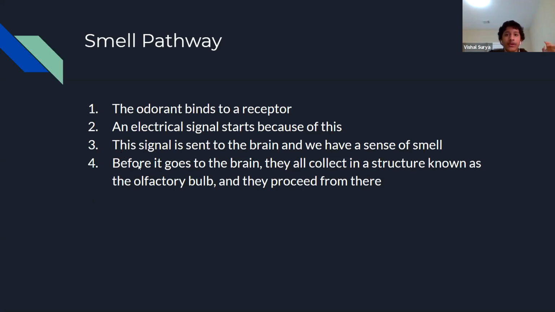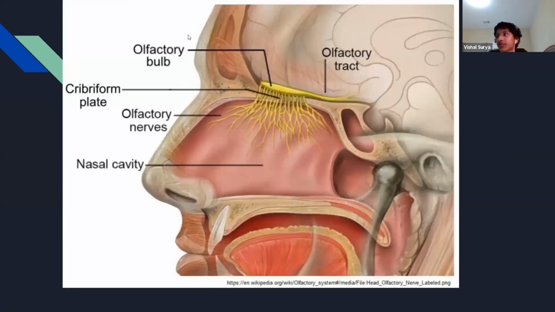So it's pretty generic: it just binds to the receptor and goes to the brain. The olfactory bulb is the only really unique thing to it, aside from a lot of other complicated stuff. So you have to know everything. Just look at the olfactory bulb right here. Your nose is right here, and you can see that all the different receptors and neurons all converge onto the olfactory bulb. You don't have to know about the other stuff like the cribriform plate and olfactory nerves. But from there, you can see it's going to the brain right here. So they all just collect there and go to the brain.